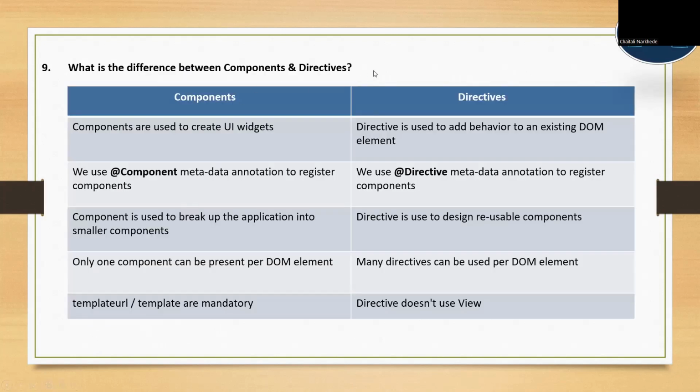Next question is, what is the difference between component and directives? Components are used to create UI widgets, whereas directives are used to add behavior to an existing DOM element. We use @Component to declare components, and for directives we use @Directive. Component is used to break the application into smaller components, whereas directives are used to define reusable behavior. And we have only one component per DOM element, but we can have multiple directives per DOM element. For a component, templateUrl or template is a mandatory property, whereas directives don't use views.